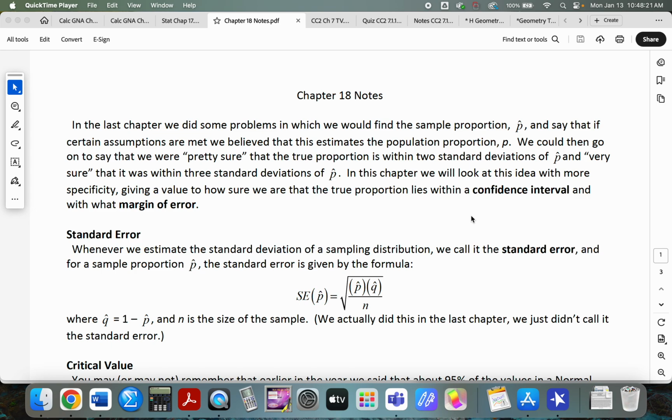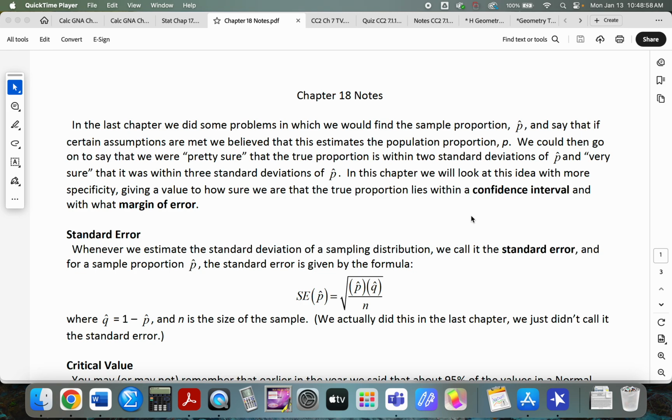Okay, so in chapter 17, which you're still working on, but we're going to start the notes for 18, we did some problems in which we would find the sample proportion, p hat, and say that if certain assumptions are met, we believe that this estimates the population proportion, p. And then we could go on to say that we were pretty sure that the true proportion is within two standard deviations of p hat, right? We're like, yeah, I'm pretty sure. Not absolutely sure, but I'm pretty sure.